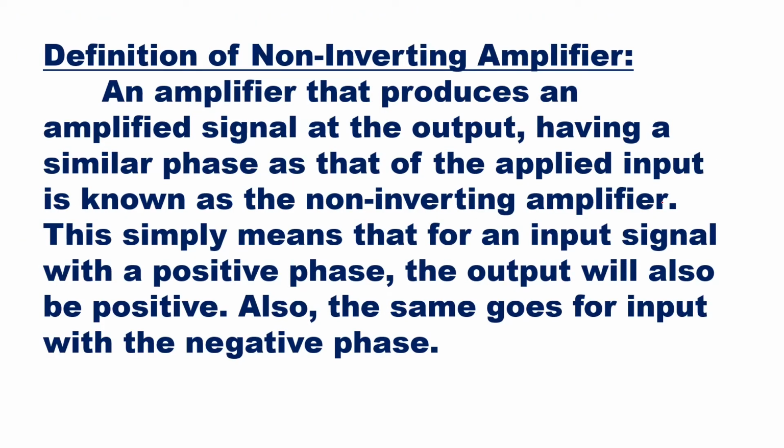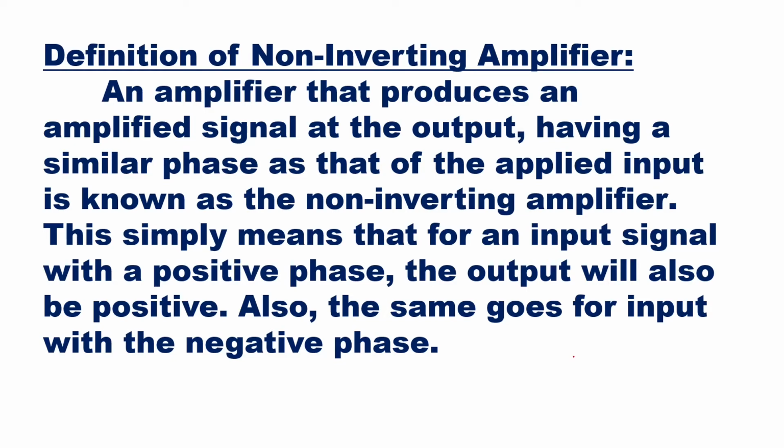So a definition of non-inverting amplifier says that an amplifier that produces an amplified signal at the output having a similar phase as that of the applied input is known as the non-inverting amplifier. This simply means that for an input signal with a positive phase, the output will also be positive. Also, the same goes for input with the negative phase.